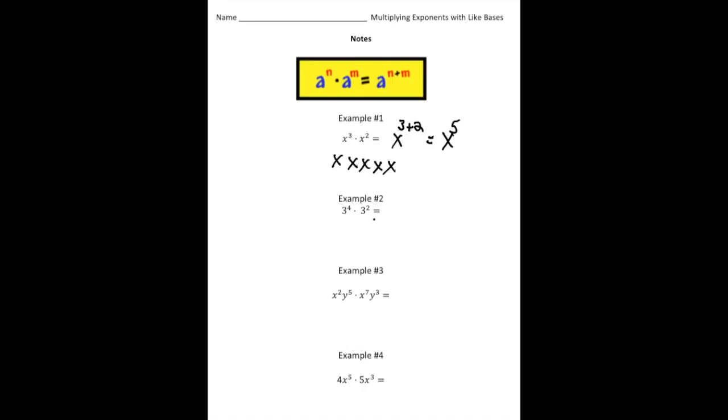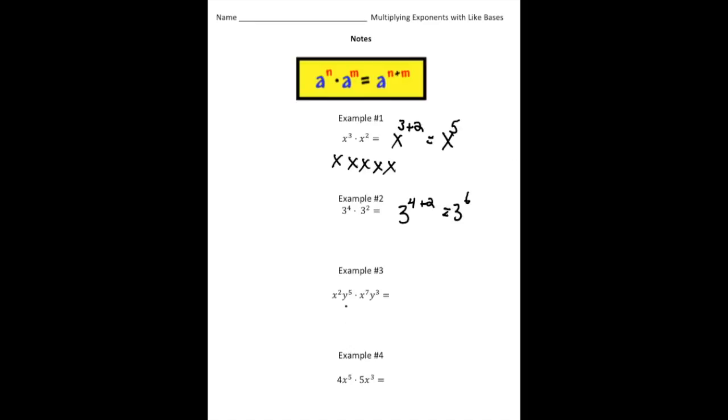Take a look at example number 2. We have bases that are 3. Here's 3 to the 4th power times 3 squared. So here we go. It's going to be 3 to the 4 plus 2, which is 3 to the 6th power. And there it is.